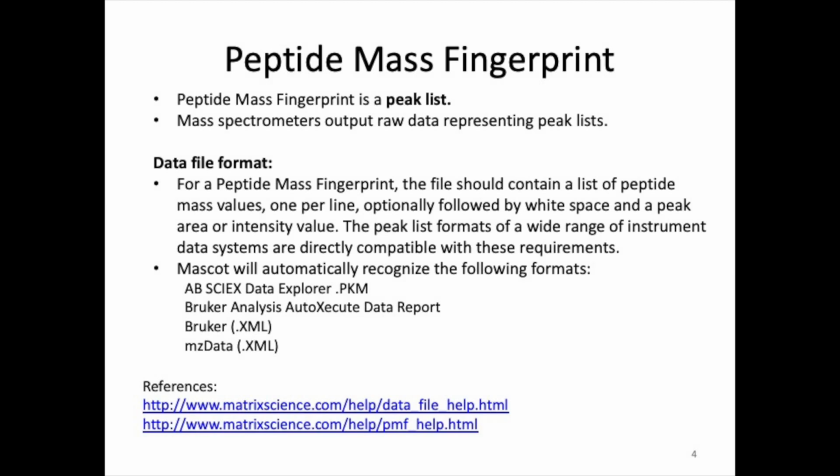As described on the Mascot website, for a peptide mass fingerprint, the file should contain a list of peptide mass values, one per line, optionally followed by a white space and peak area or intensity value. The peak list formats of a wide range of instrument data systems are directly compatible with these requirements.